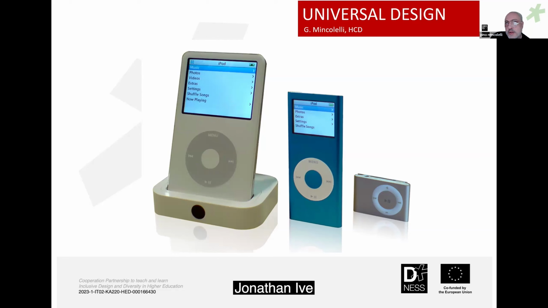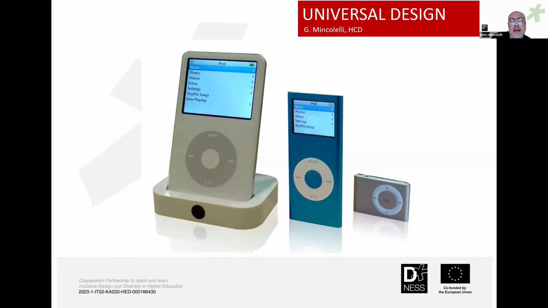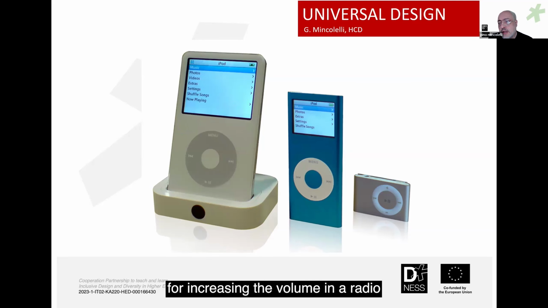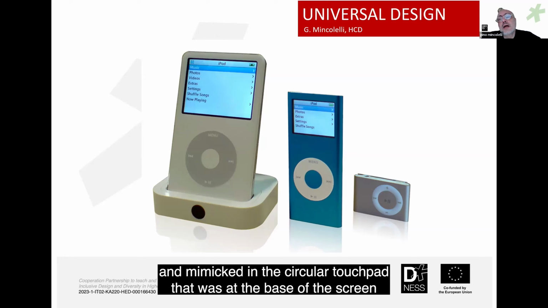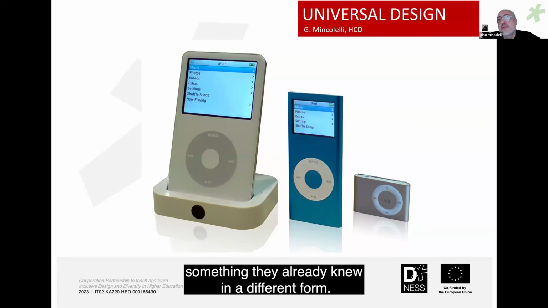And Jonathan Ive, the designer of Apple at that time, developed a system that mimicked a tool that all the adult persons in the world knew. That was the knob for increasing the volume on a radio or selecting a channel on the frequency bar, and it was mimicked in the circular touchpad at the base of the screen. Everybody understood the system because it was mimicking something they already knew in a different form.